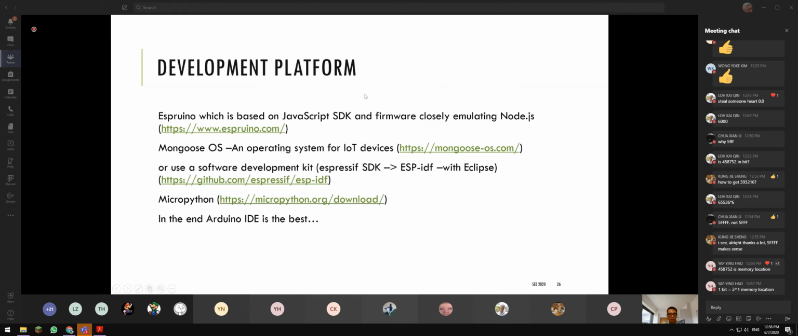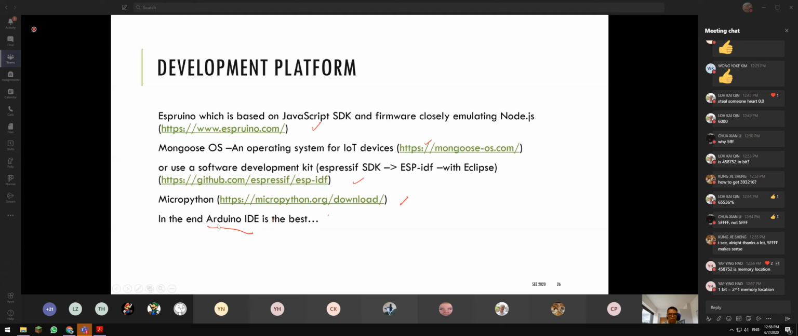So when you come to development platform, for ESP32, we are definitely using Arduino IDE. Actually, there are so many different platforms out there. You can have a look. If you are adventurous, you can go to Espruino, Mongoose OS, all these things, Eclipse, all these things you can use to communicate with your ESP32 development board.